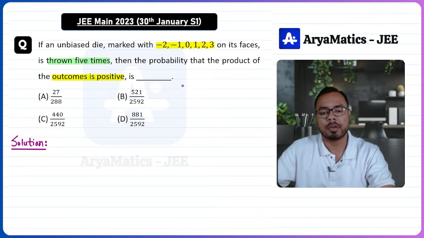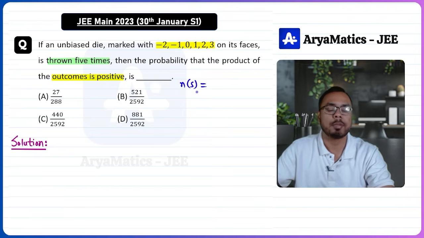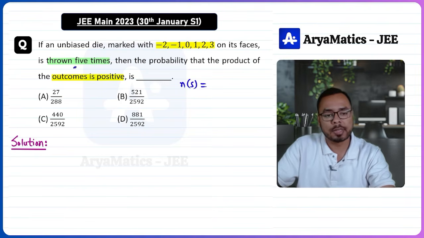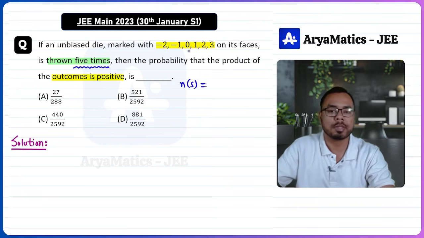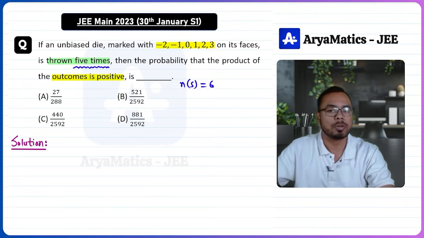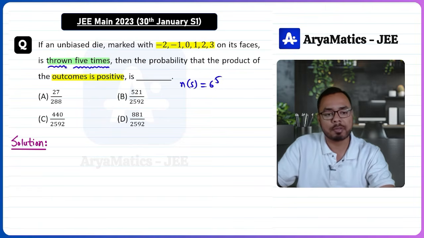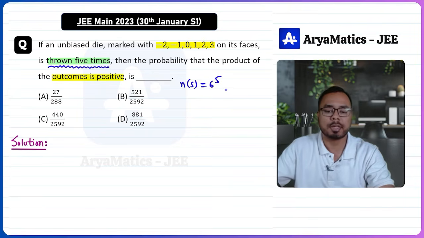Also, if we talk about the number of elements in the sample space, that is the total number of possibilities. Because we are throwing the die 5 times, for the first throw we have 6 options, any one of these 6 numbers. For the second throw again we have 6 options, and so on. So for all the 5 throws we have 6 options each, and therefore the number of different possibilities will be 6 raised to 5, right? That will be the number of elements in the sample space.